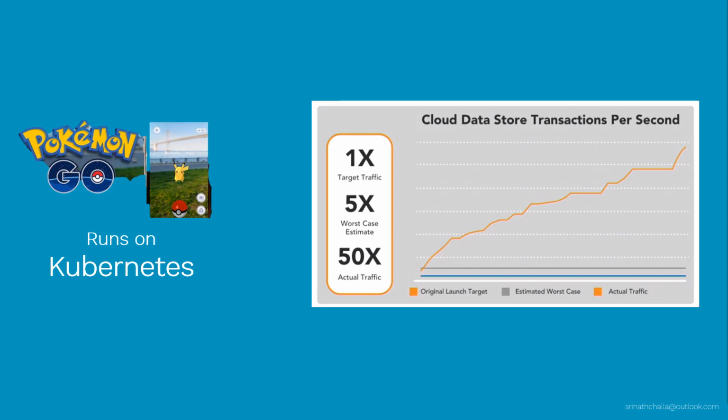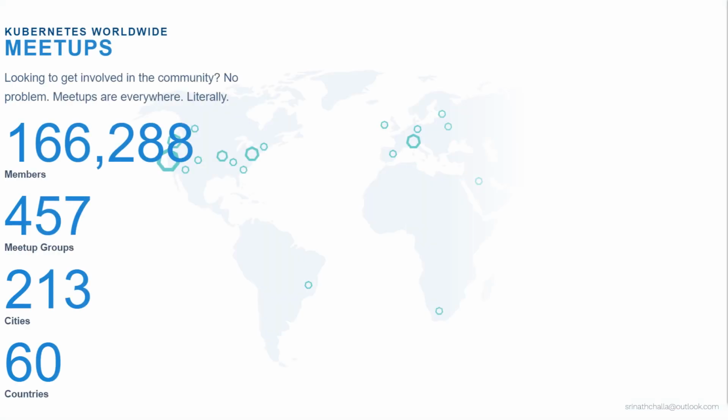So at that time, to keep up with traffic, Niantic, the company behind Pokemon Go, took the help of teams at Google to move Pokemon Go onto the Google Container Engine. To date, Pokemon Go is the largest Kubernetes deployment on Google Container Engine. If you look at the Kubernetes meetups worldwide, there are more than 150,000 members in various meetup groups in 60 countries. These are certainly very huge numbers for a three-year-old technology.